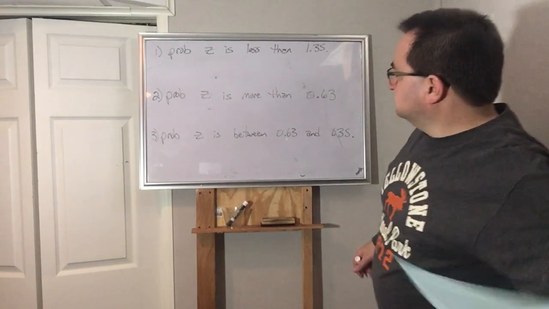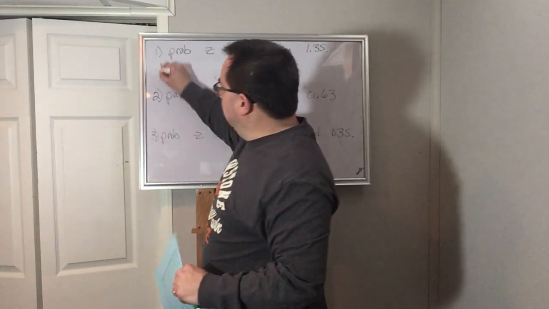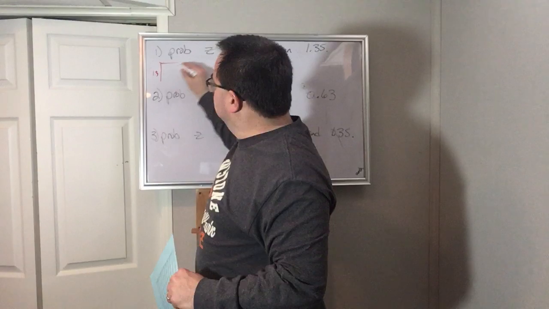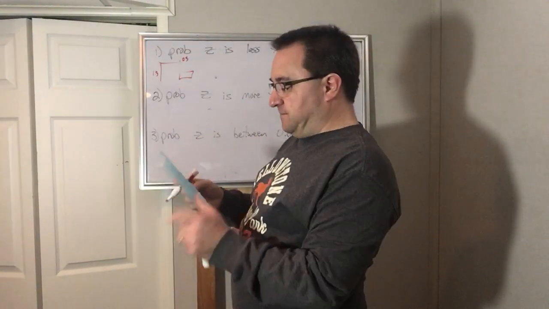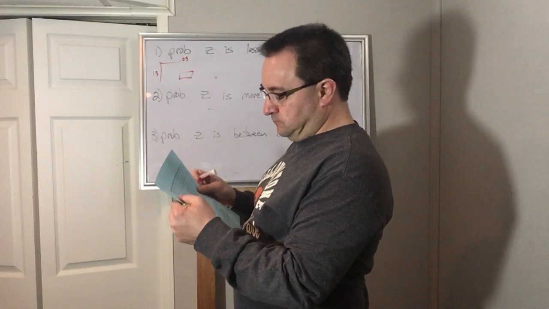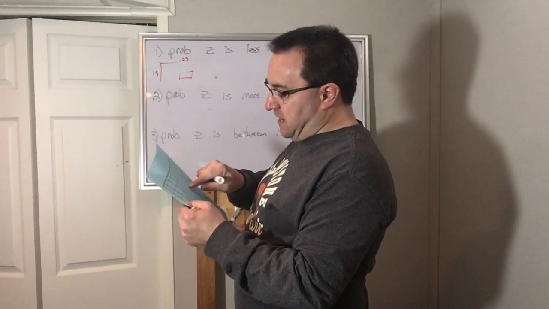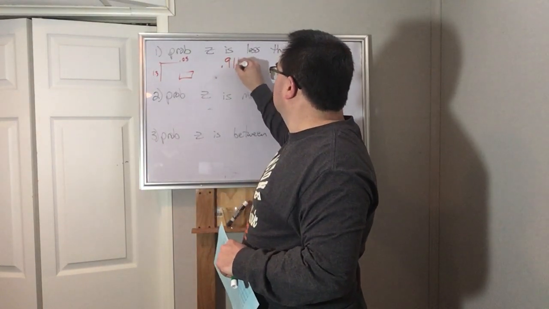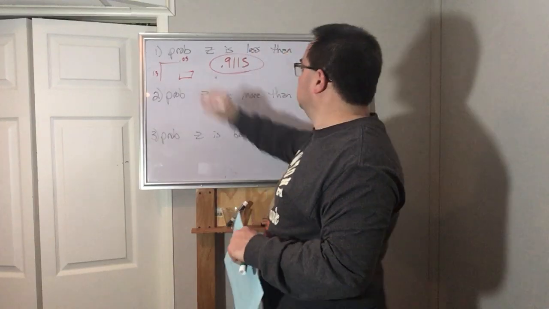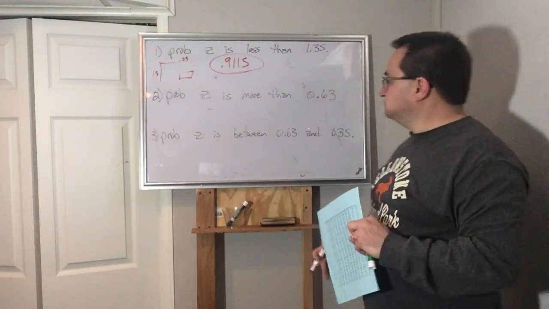All right. Probability z is less than 1.35. I'm going to look for 1.3 and then the 0.05. So when I do that on my paper, 1.305, I get 0.9115. And that's it. That would be 91% or less than that.